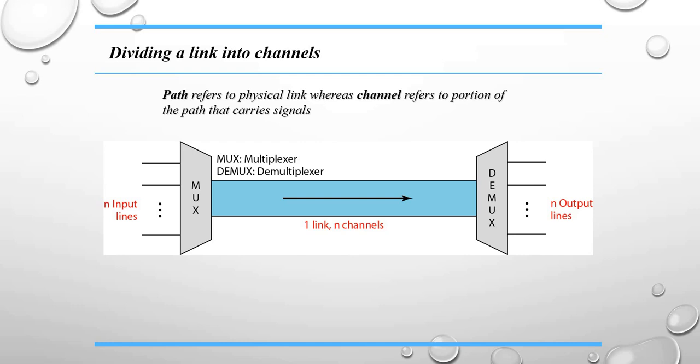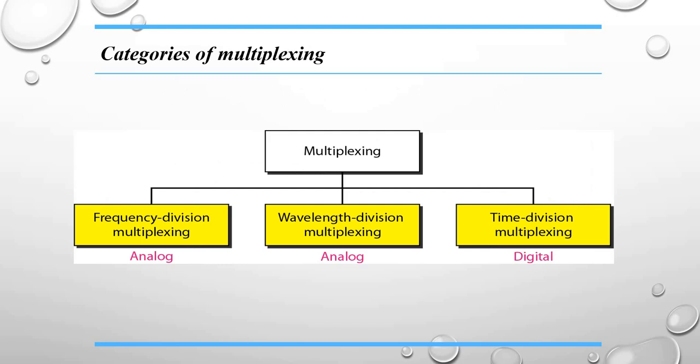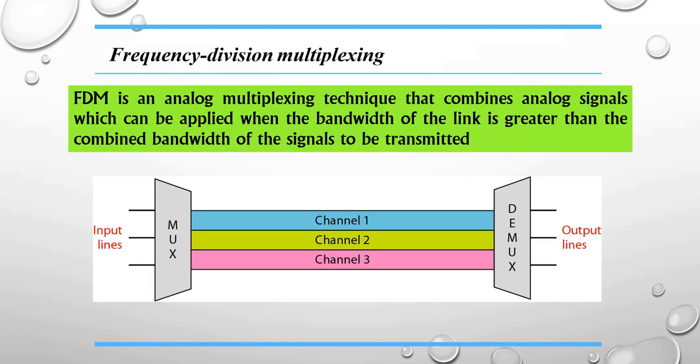Here the path refers to the physical link, whereas the channel refers to the portion of the path that carries the signals. There are three categories of multiplexing: frequency division multiplexing, wave division multiplexing and time division multiplexing. Frequency division and wave division multiplexing are for analog signal transmission, while time division multiplexing is the digital one.